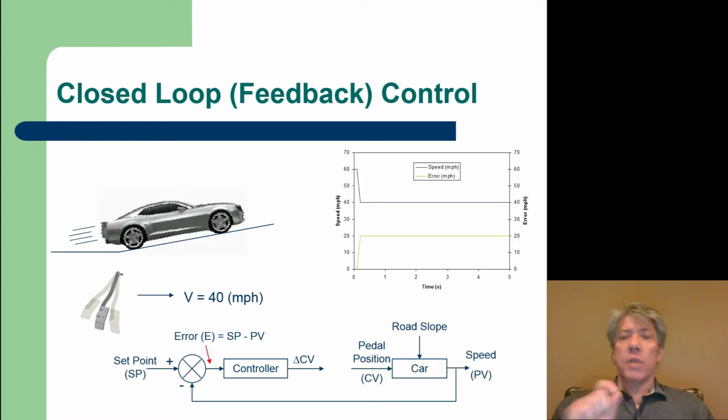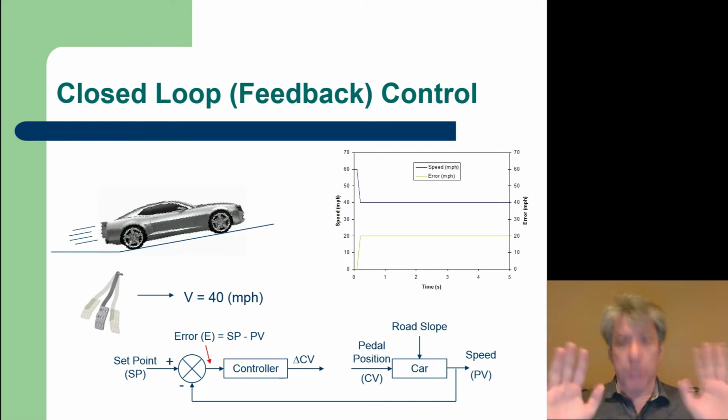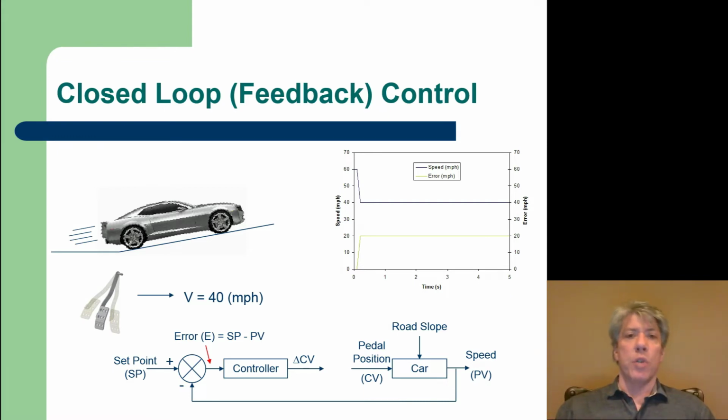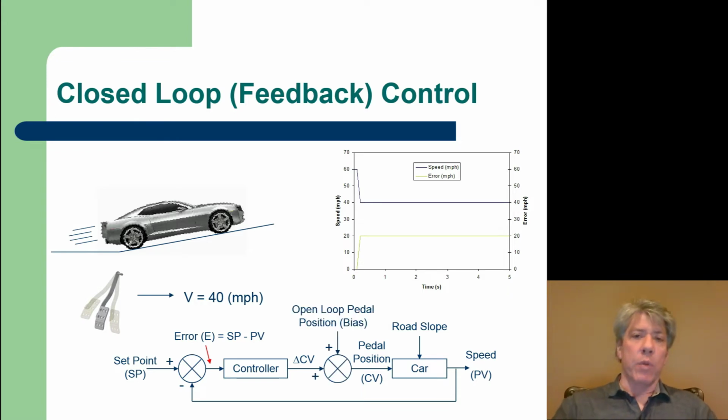Now we've almost got our whole system set up. You'll notice that I've attached the controller in where the error signal can now go into the controller, and now the controller, however it works, is deciding how much to change the gas pedal position. We're almost there, but we're really not quite to the actual pedal position yet. We have to add one more thing. We have to add that open loop pedal position bias that I mentioned earlier.